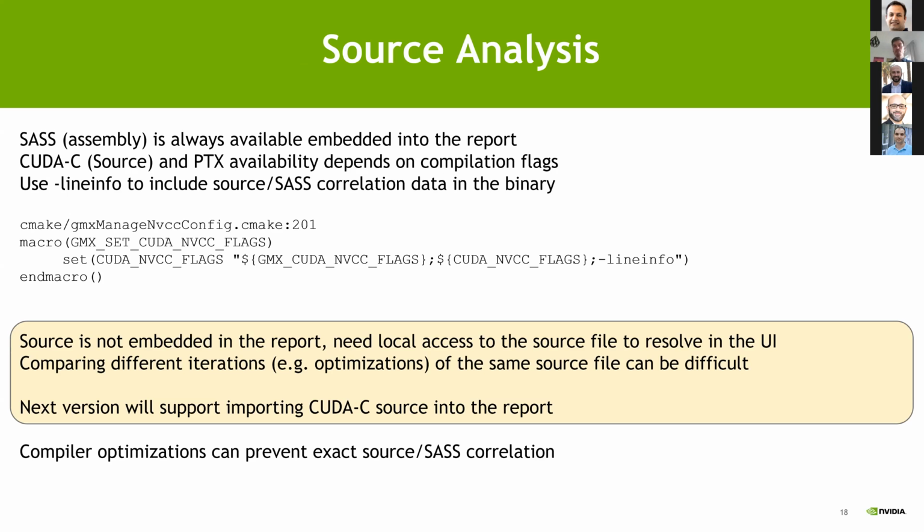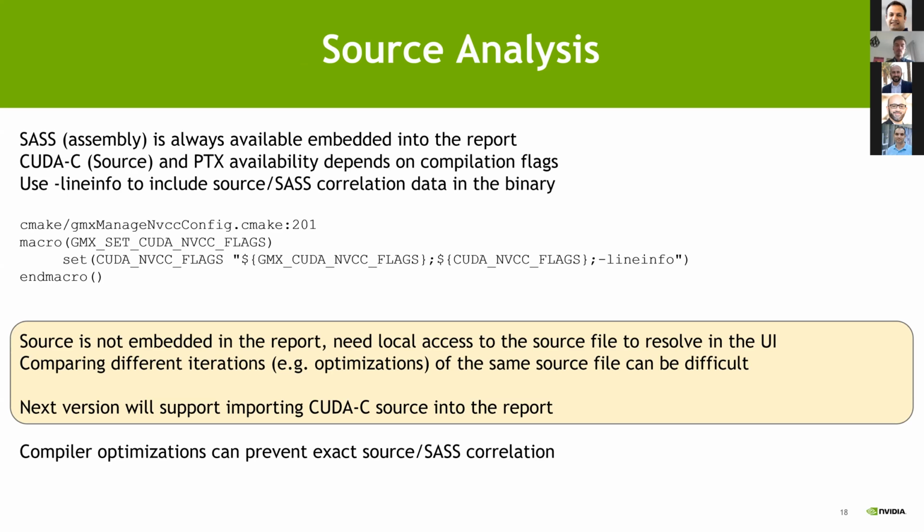Because the source is not embedded in the report by default, but needs to be resolved via some kind of local or SSH access. However, the next version will give you the option to import the source directly so that it's permanently embedded, which can make it a lot easier to do side-by-side comparisons of optimizations of the same kernel, or just send the report as a single unit to somebody else for analysis.